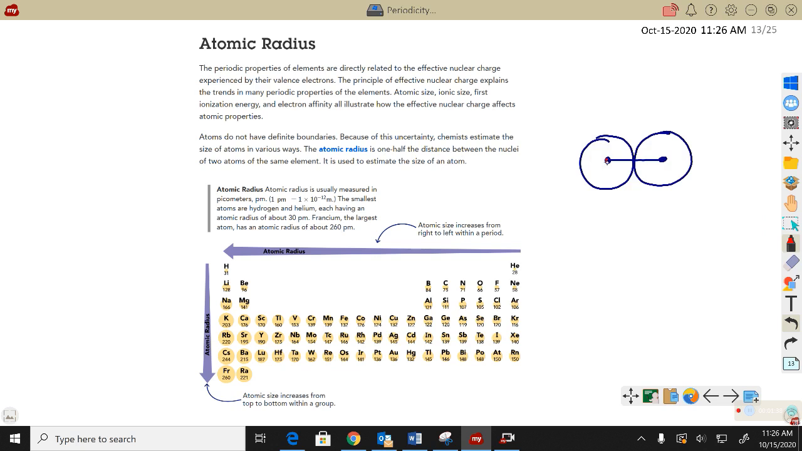So technically radius is reported as just the distance between the nucleus and the outermost valence electrons in one particular atom. So this would be the atomic radius. But to get that number, they take the distance between two nuclei and cut it in half. And then we get a little bit more accurate measurement since electrons are moving all the time.